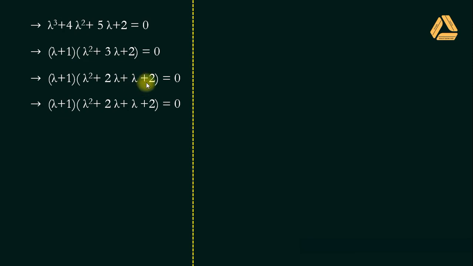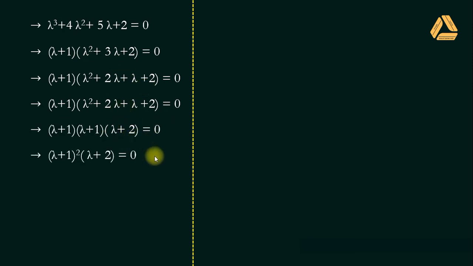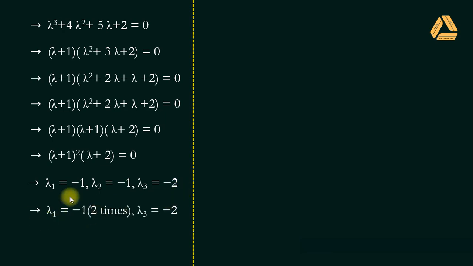So this is a quadratic equation. You can solve it easily, so just follow the steps. You will get lambda 1 as minus 1, minus 1, minus 2. So lambda 1 and lambda 2 are the same. Minus 1 is repeated and lambda 3 is minus 2.